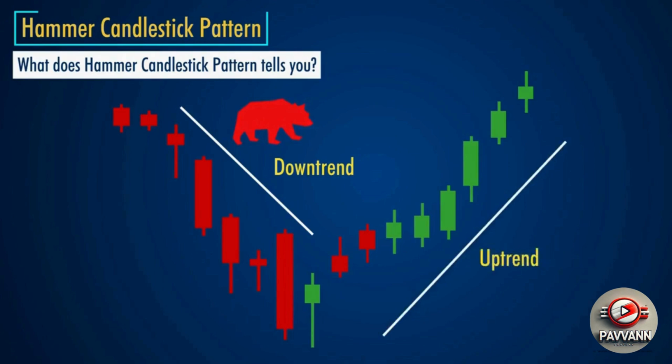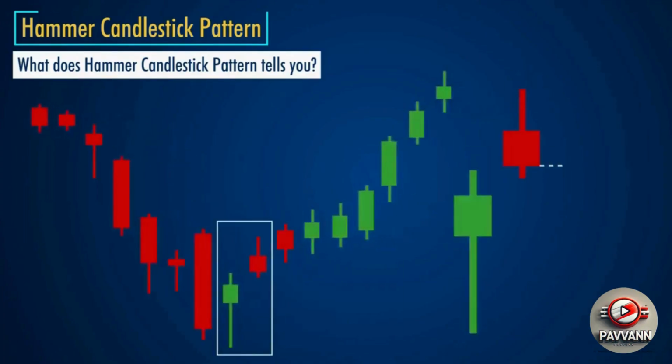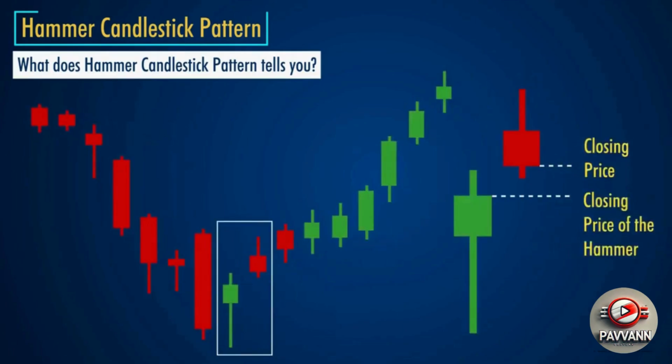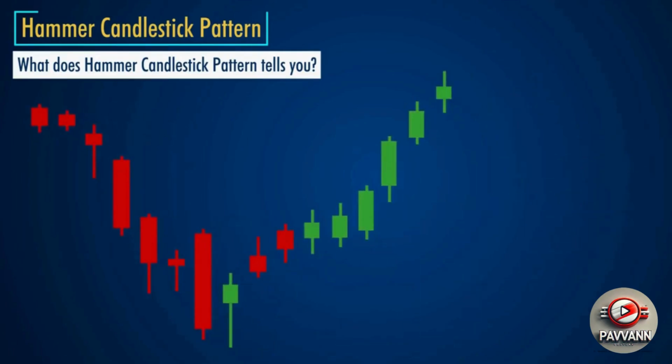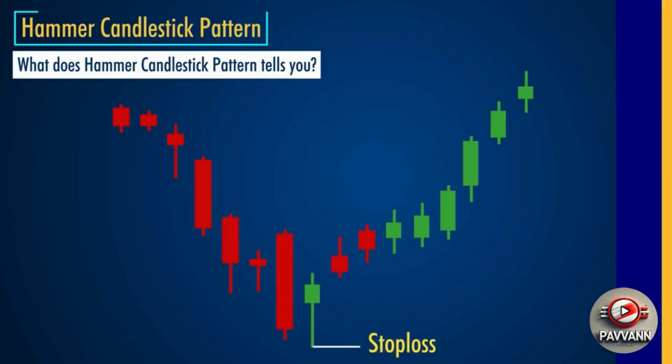Here, one should note that this candlestick should be formed after 3 or more bearish candles, as it gives more confirmation. Confirmation occurs when the candle after the hammer closes above the closing price of the hammer. This confirmation shows that the bullish reversal has taken place. So the traders should enter long positions only after the confirmation candle. A stop loss can be placed at the low of the hammer's shadow.